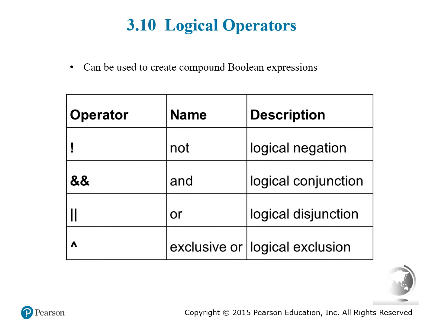The logical operators can be used to create compound Boolean expressions. The 4 logical operators are shown in the chart. The exclamation point used for not or logical negation, the double ampersand sign used for and or logical conjunction, the double bar used for or logical disjunction, and the caret used for exclusive or logical exclusion. We will now consider the truth tables for each of these operators.